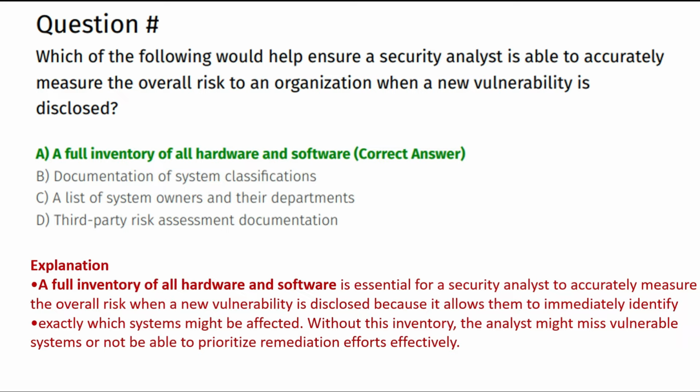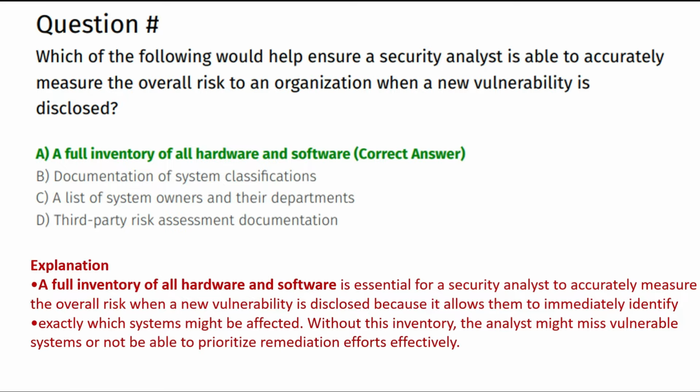So let's check the explanation. A full inventory of all hardware and software is essential for a security analyst to accurately measure the overall risk when a new vulnerability is disclosed, because it allows them to immediately identify exactly which systems might be affected. Without this inventory, the analyst might miss vulnerable systems or not be able to prioritize remediation efforts effectively. So that's why the correct answer for this question is option A, full inventory of all hardware and software.